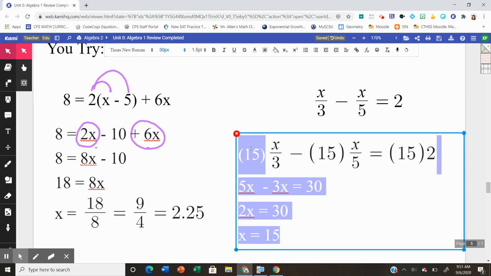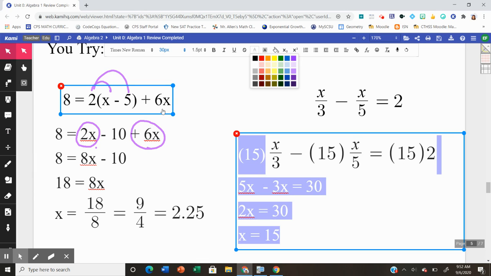I'm having a little bit of trouble. If we multiply everything by 15, that's going to get rid of our fraction in the very first step. So 15 times x over 3 is going to give us 5x. 15 times x over 5 gives us 3x, keeping that minus sign in the middle, and then 15 times 2.